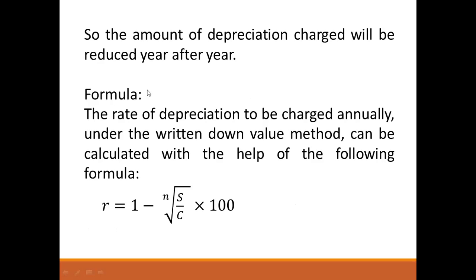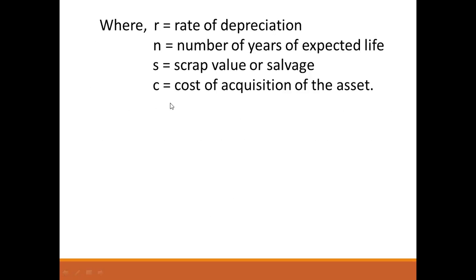Formula for calculating the depreciation under this method. The rate of depreciation to be charged annually under the written down value method can be calculated with the help of the following formula. R equals 1 minus nth root of S divided by C, into 100. Where R equals rate of depreciation, N equals number of years of expected life, S equals scrap value or salvage, C equals cost of acquisition of the asset.